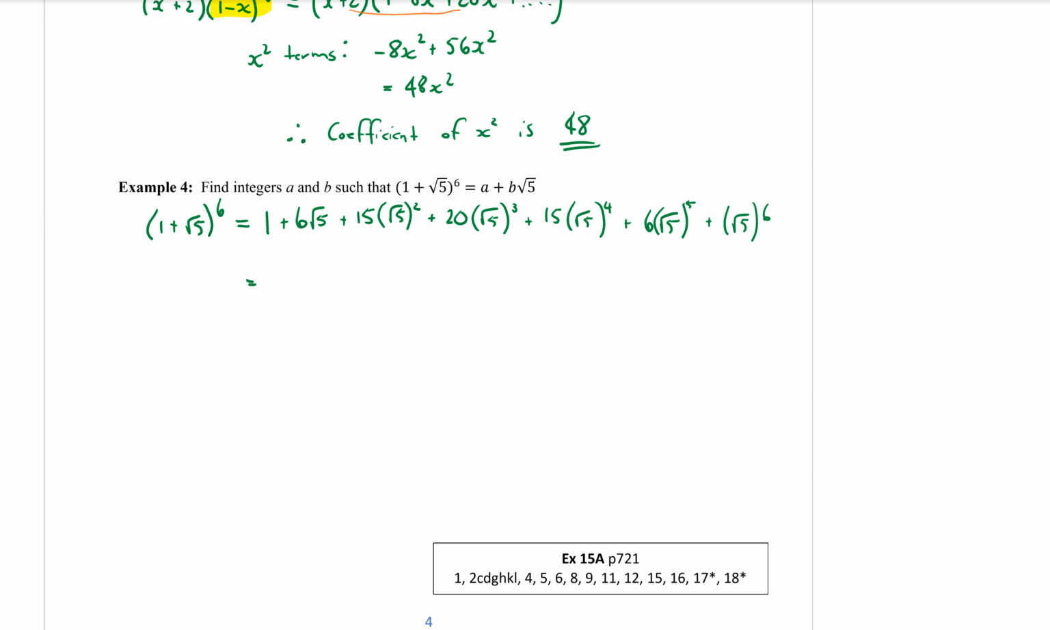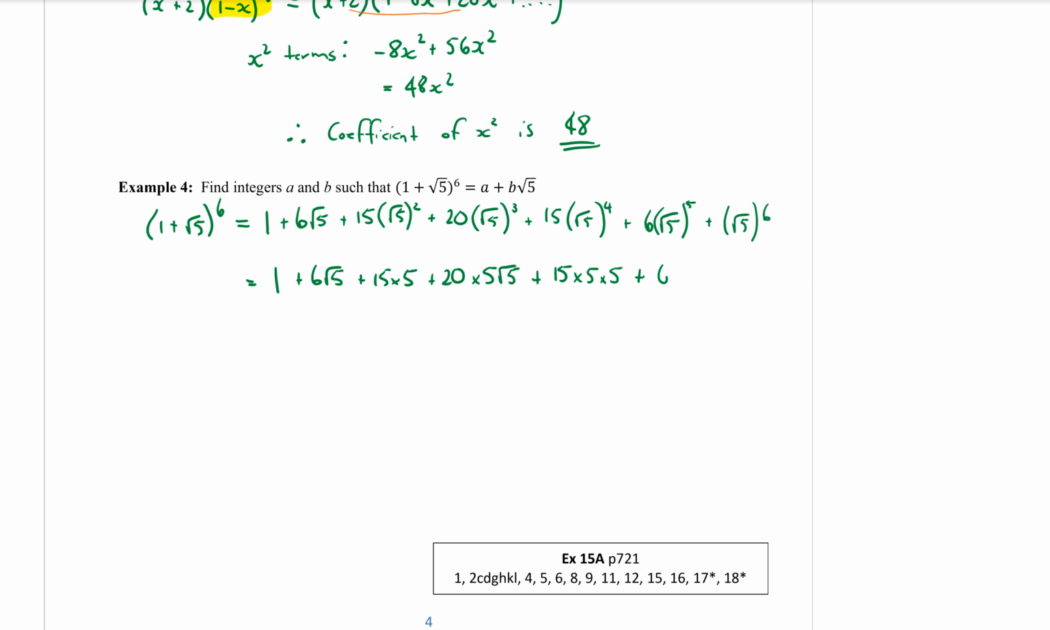Tidying it up, 1 plus 6 root 5. Those bits are already perfect. Root 5 squared becomes 5, so that is 15 times a normal 5. When I have root 5 cubed, I could take 2 of those, and 2 of those would become 5, like in the last term. So 5, and I would also have one more root 5 on the end of that. For the next one, 15 out the front, I've got a power of 4 on that root 5. So 2 of them would become a 5, and then the other 2 would become another 5, or 5 squared.